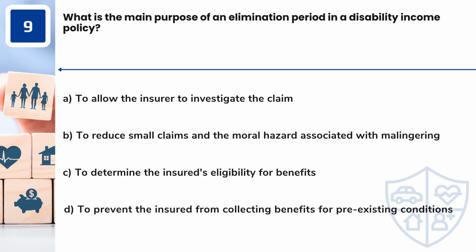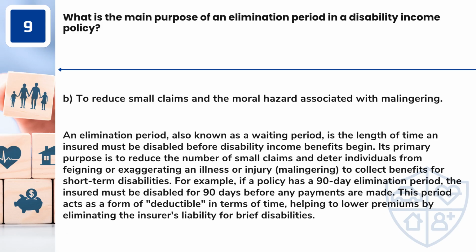Question 9. What is the main purpose of an elimination period in a disability income policy? A. To allow the insurer to investigate the claim. B. To reduce small claims and the moral hazard associated with malingering. C. To determine the insured's eligibility for benefits. D. To prevent the insured from collecting benefits for pre-existing conditions. Answer: B. To reduce small claims and the moral hazard associated with malingering.